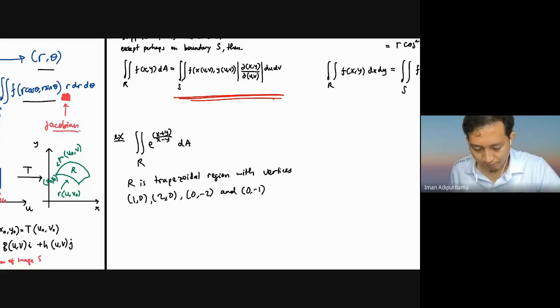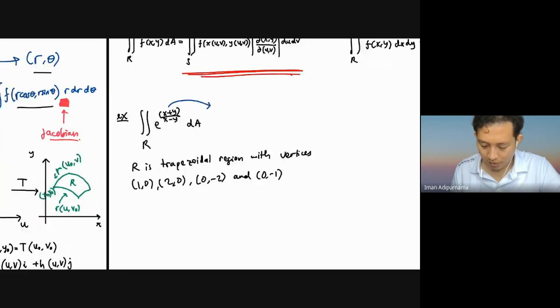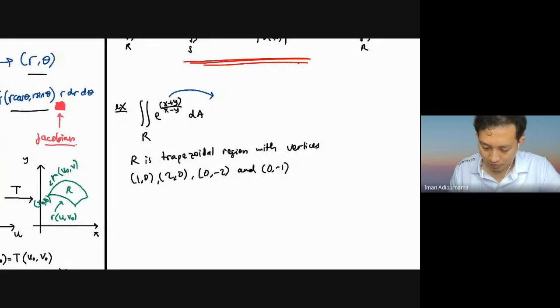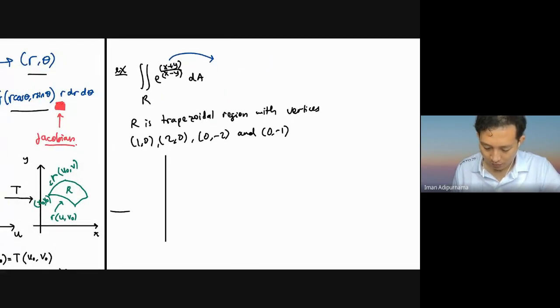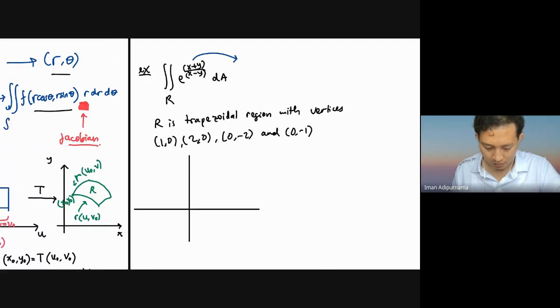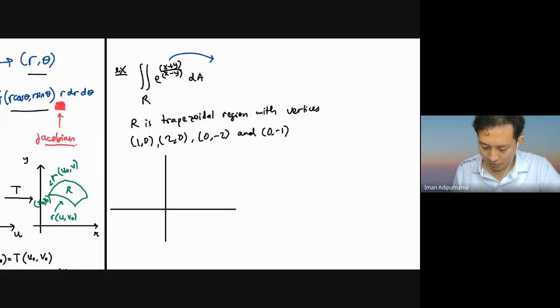Okay. So can you integrate this? I think it's difficult, right? So the way you are doing it is, first maybe I'm drawing what this looks like for the trapezoidal.